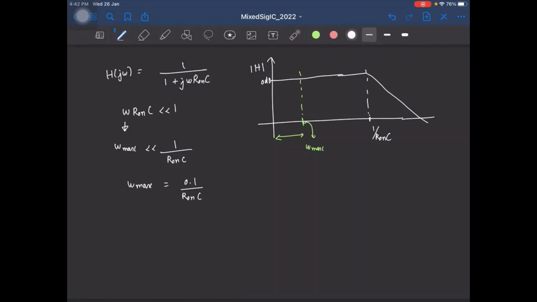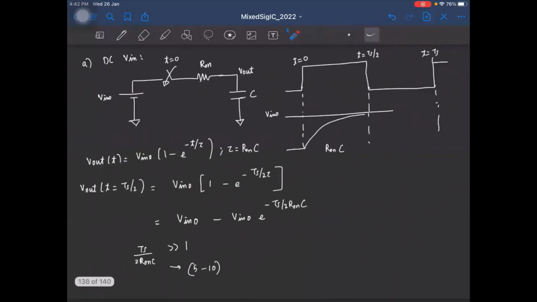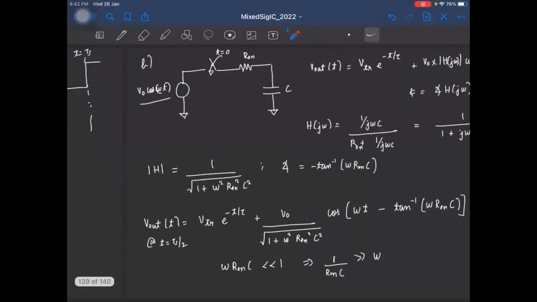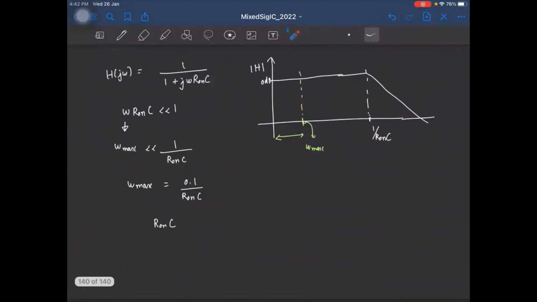So now let us say you're given a particular sampling frequency and you know the maximum input frequency. So you can find what R on C is, either from this condition or from the settling error you got for the DC input. Whichever is the stricter condition, you use it. And you'll find in many cases, this will be the strictest condition. So you can find this time constant.